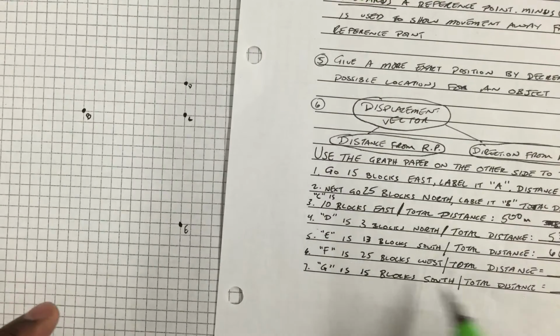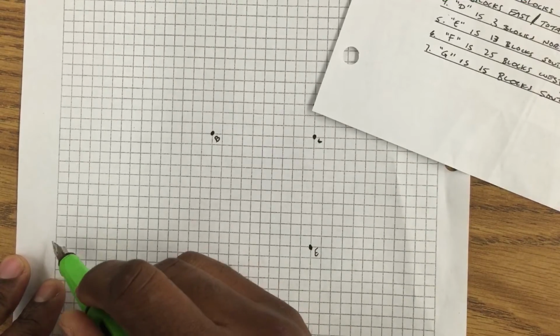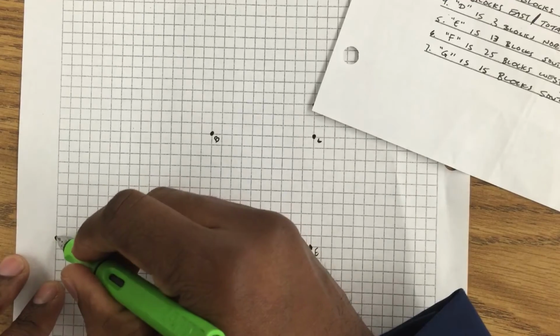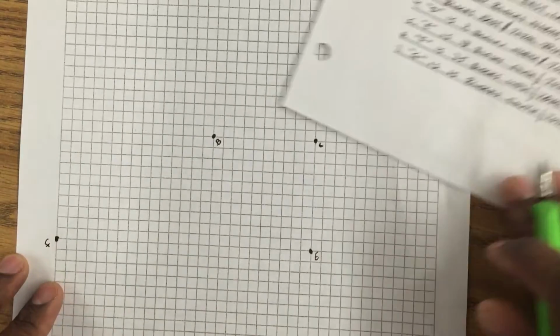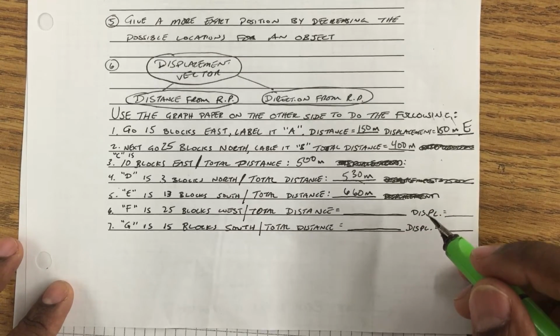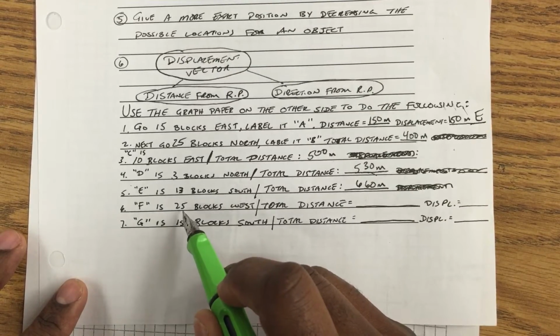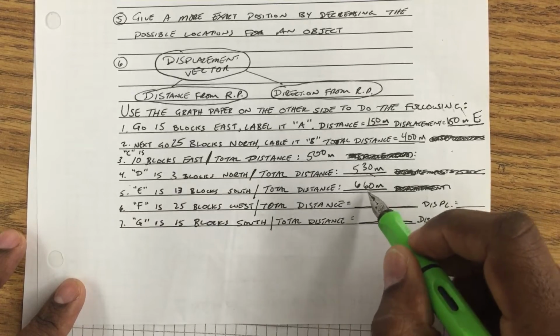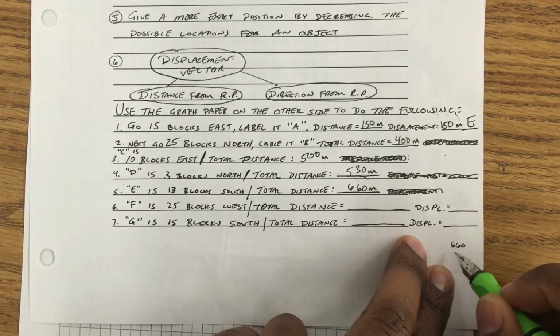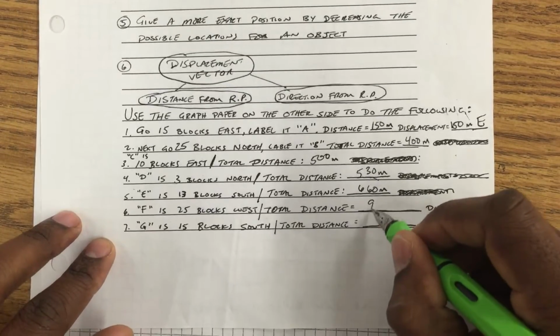Okay, then it says to go 25 blocks west. I already know that if I count 25 blocks west, going straight west, it's going to be right here because I did this before. I planned it this way for you. So that's F. That's another 250 meters, because 25 times 10 is 250. If I add 250 to this, you can do your math over here on the side: 660 plus 250 gives you 910 meters total distance traveled.